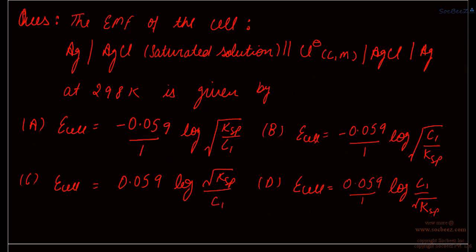So let's discuss some of the questions after discussing this. The first question says that the EMF of a cell, represented like this: Ag, AgCl saturated solution, Cl negative whose concentration is C1, to AgCl, at 298 Kelvin is given by. Now there are four options, out of which only one is correct. So let's calculate what is the EMF of this particular cell.